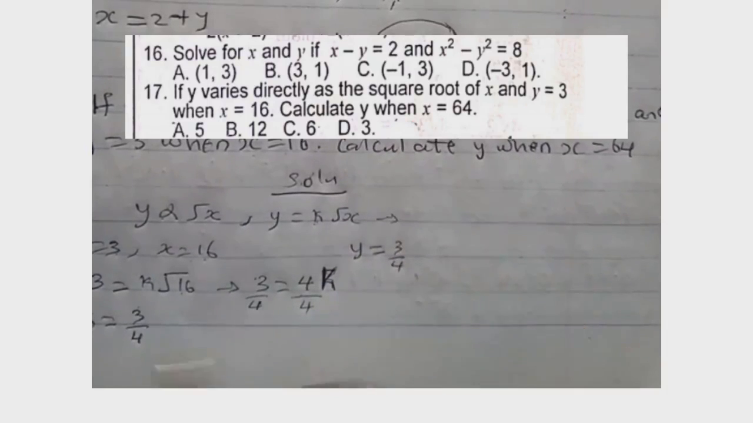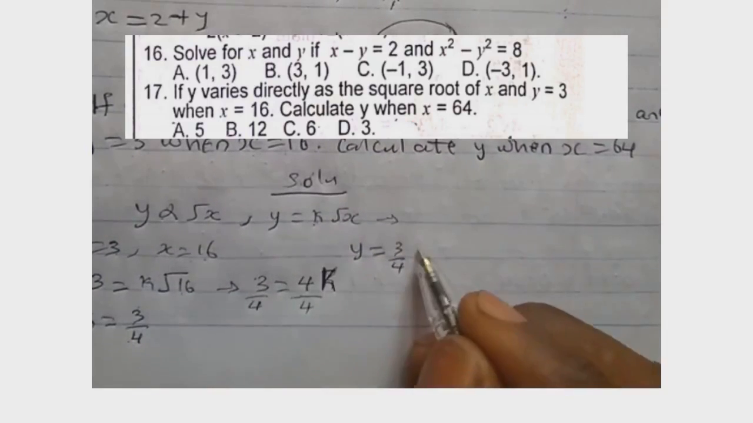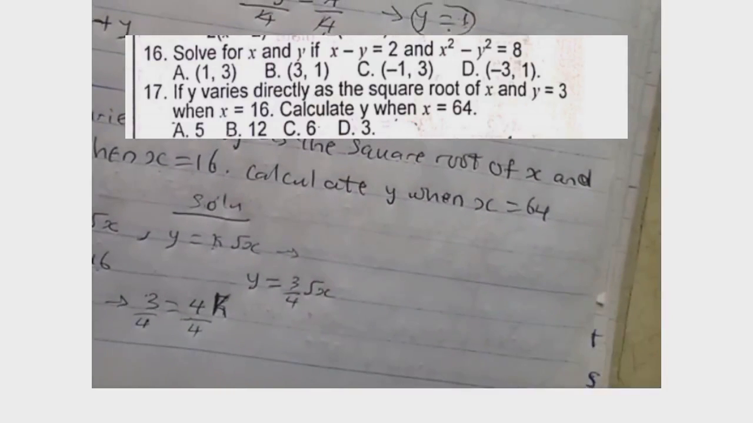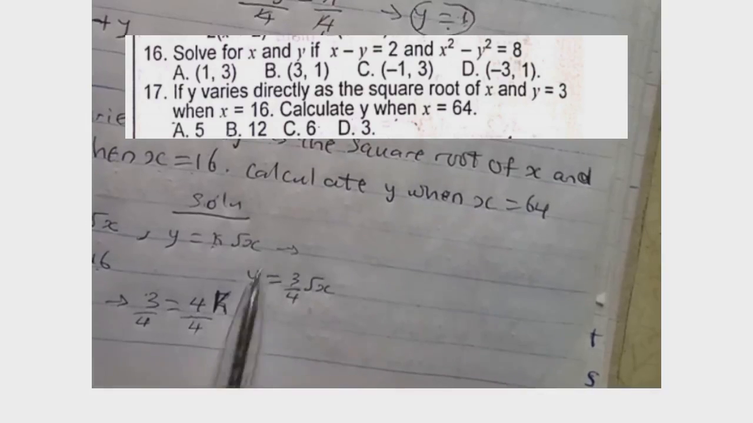3 over 4, because k is equal to 3 over 4 square root of s. Okay, so for this question now, we have our formula.